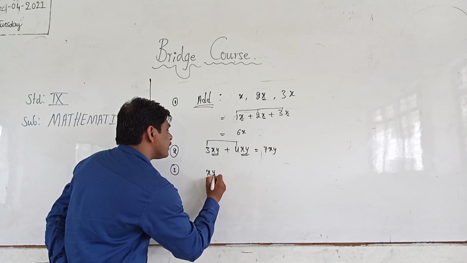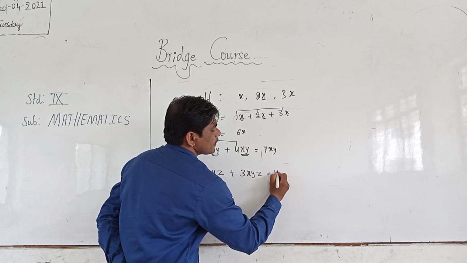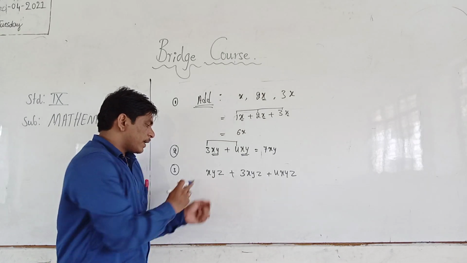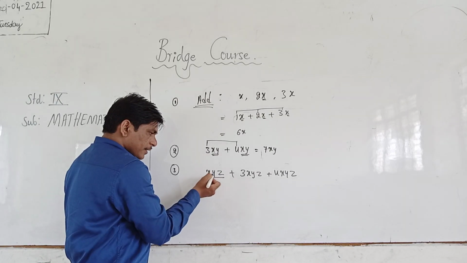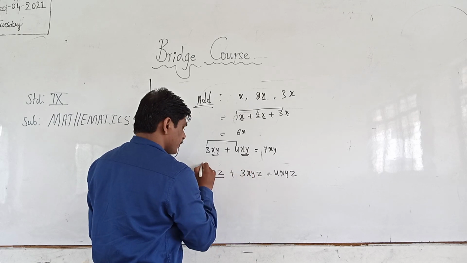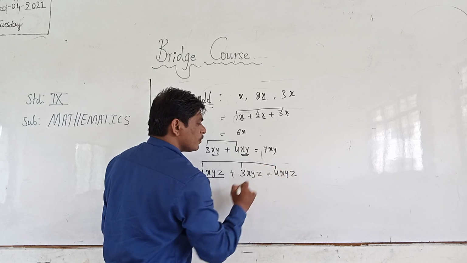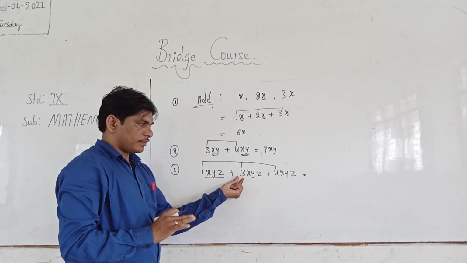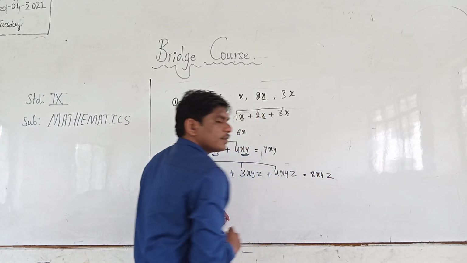Now, xyz plus 3xyz plus 4xyz. In this problem also, xyz complete is only one term. That's why xyz coefficient is 1. But here xyz coefficient is 3. Yes, next, here xyz coefficient is 4. Now, first you have to add constant numbers. 1 plus 3 plus 4 is equal to 8xyz.